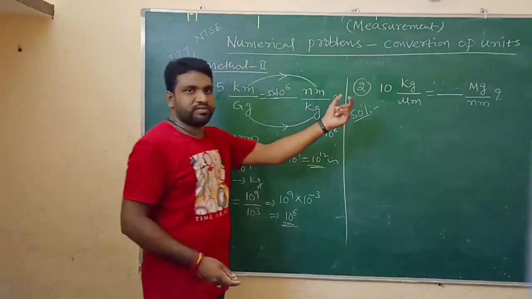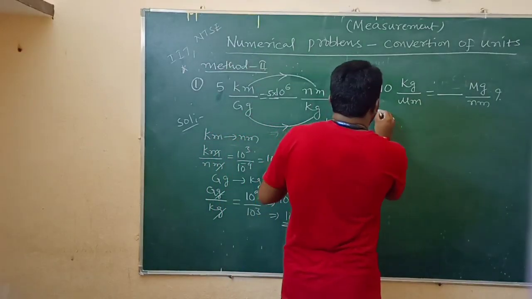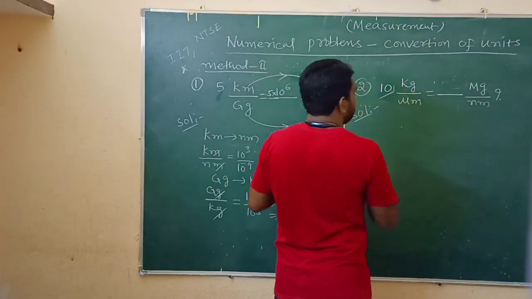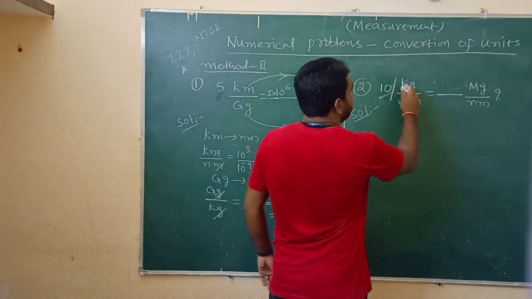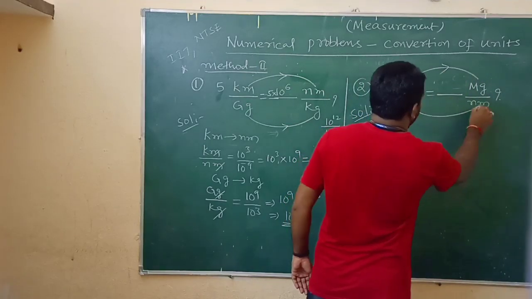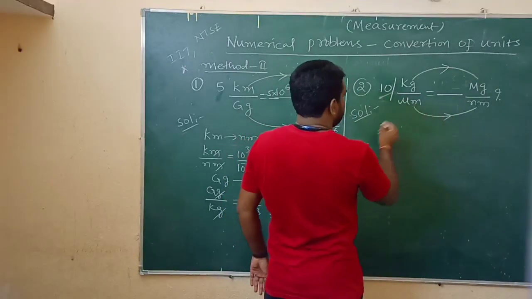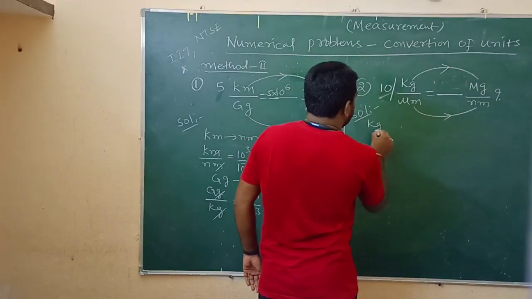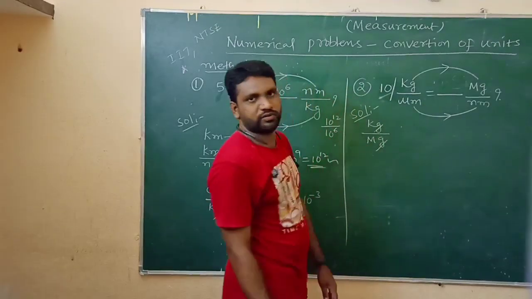Now let's see the second problem of this second method. The 10 you should not consider now. Just now I told you the 10 will be aside. First we need to convert kilogram by megagram, and micrometer to nanometer. First the numerator side, kilogram by megagram. Gram and gram cancel. Okay.